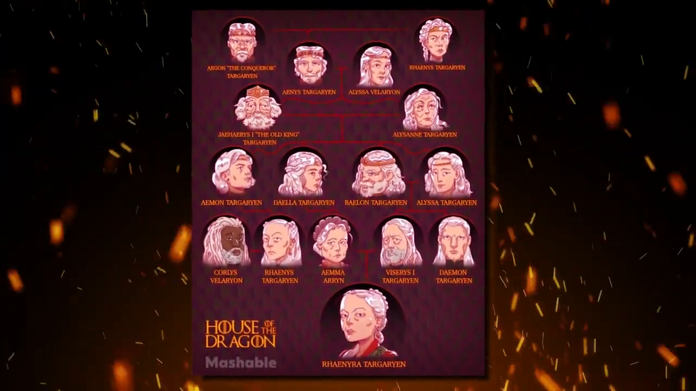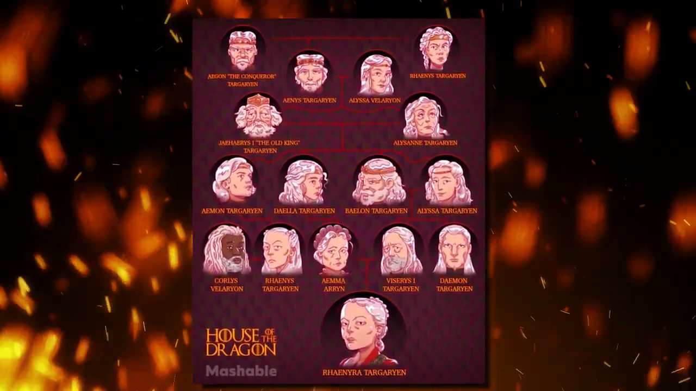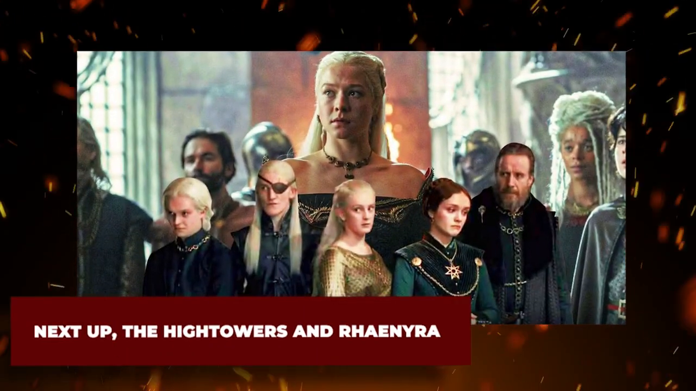This is a first, and it's also the first time we see a new bloodstream emerge and mix with the Targaryen family tree, Aemma Arryn's blood. Unlike her husband's, her sigil quickly gets flooded with blood. Next up, the Hightowers and Rhaenyra.